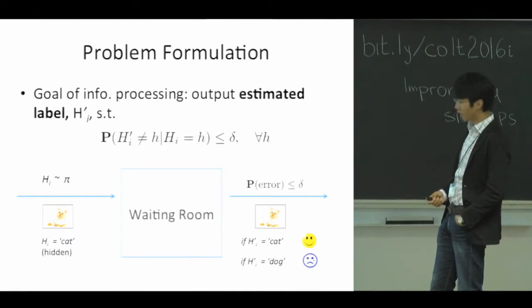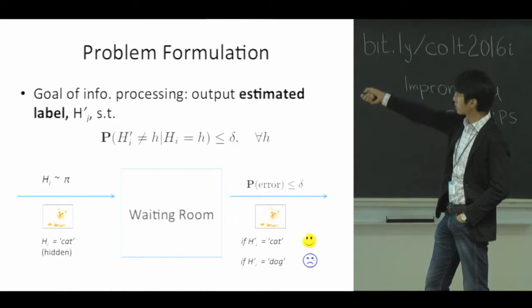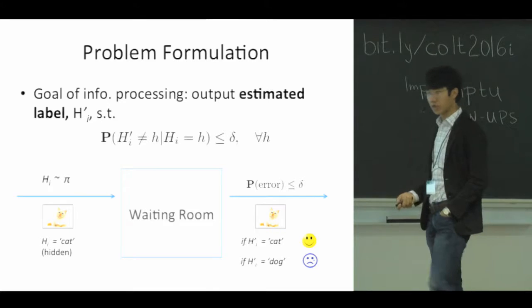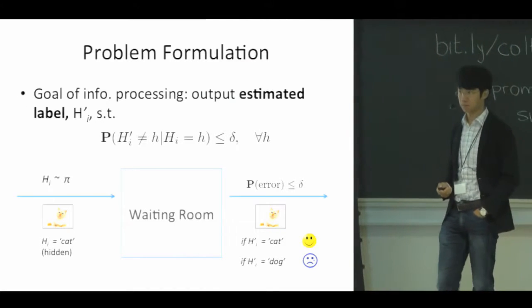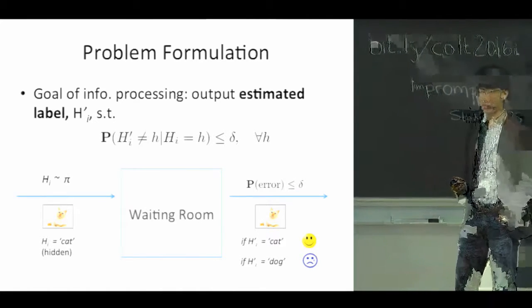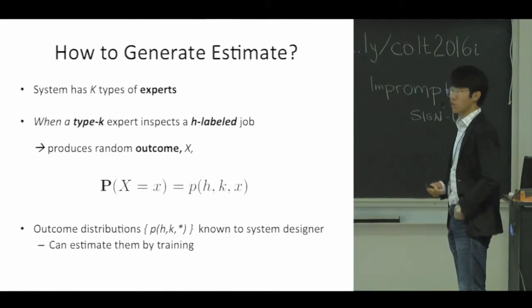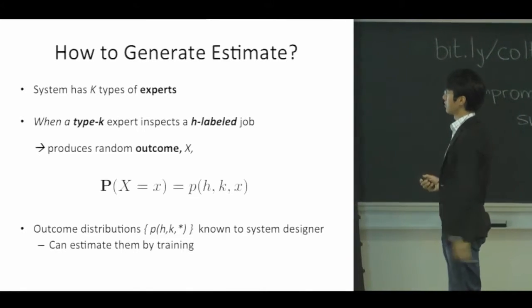At the end, if the result is dog, then we're unhappy. The constraint here is that for each true label type little h, the estimation error be no more than delta. So delta will be our accuracy parameter for the rest of the talk. So how do we get that? How do we get from these jobs to their estimated label?